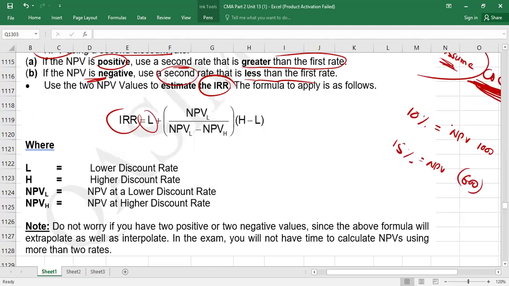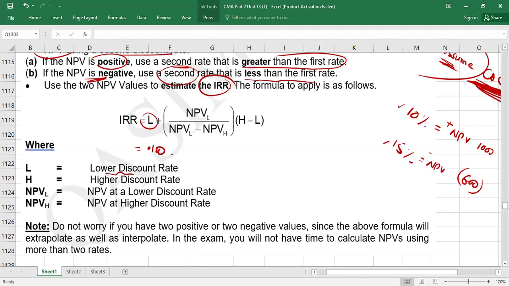Here we have a positive NPV. Here we have a negative NPV. Just assuming, okay? So how will we calculate IRR? First, we have to take it here. L. L stands for what? L stands for the lower discount rate, which is lower between these two, 10 or 15, 10. So I'll write it here 0.10 because 10%, right? If I remove the percent, it will become 0.10.